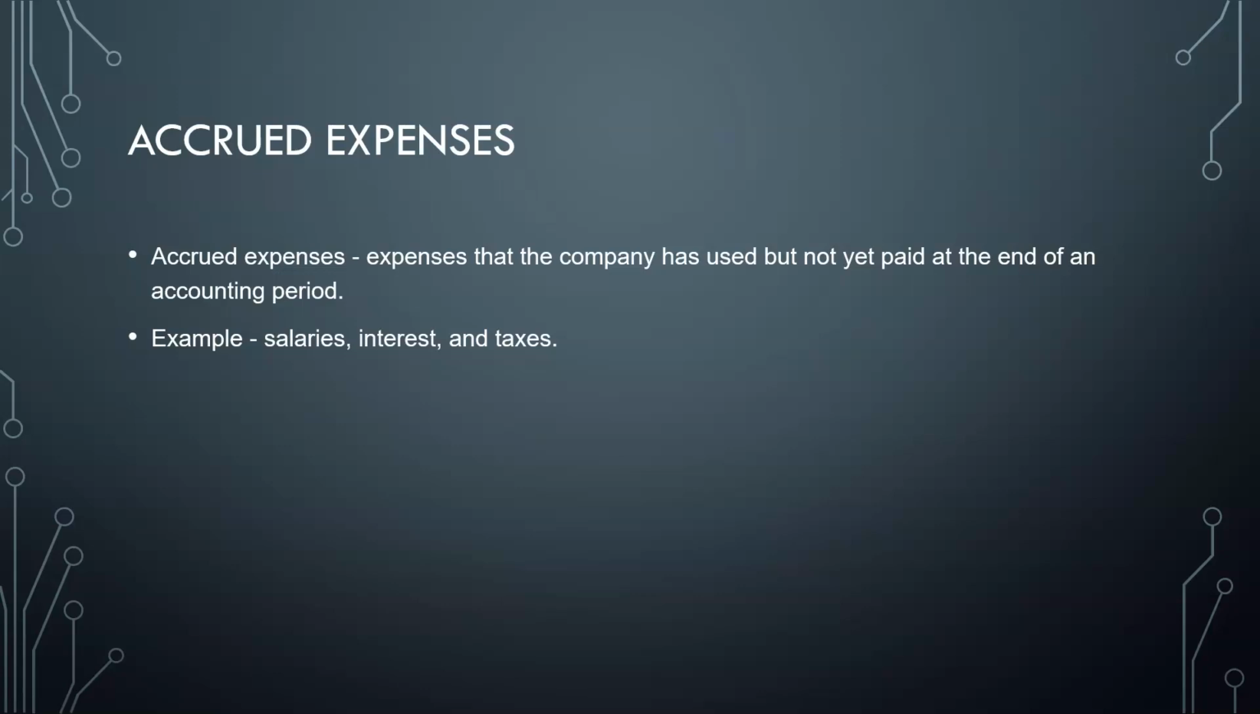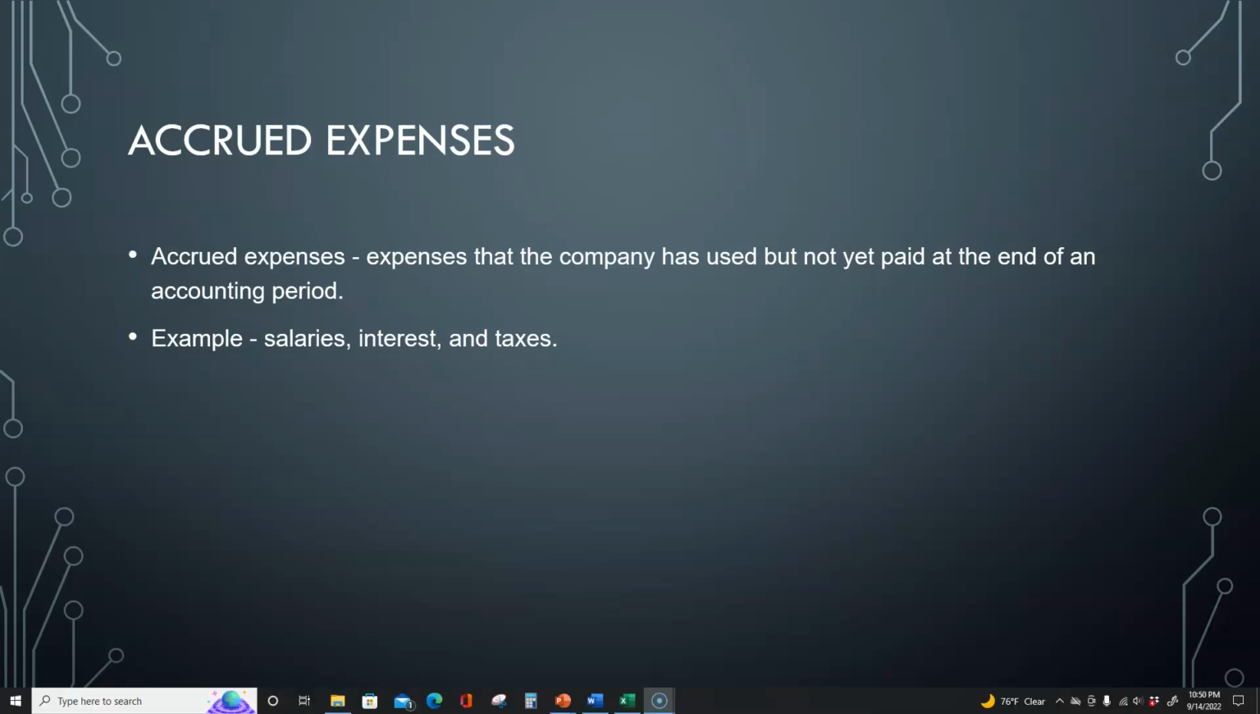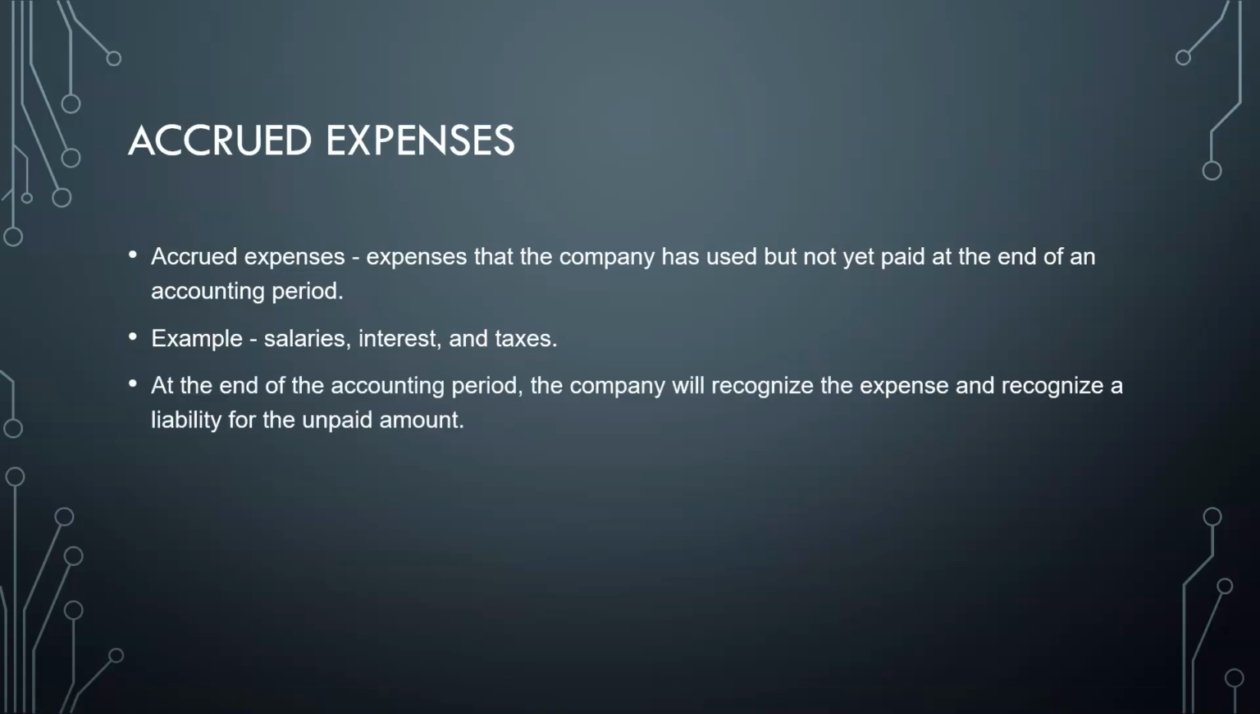So whenever you see salaries expenses, interest expenses, and tax expenses, these would be accrued at the end of a period. At the end of the accounting period, the company will recognize the expense and recognize a liability for the unpaid amount of the expense. Let's take a look at some examples.